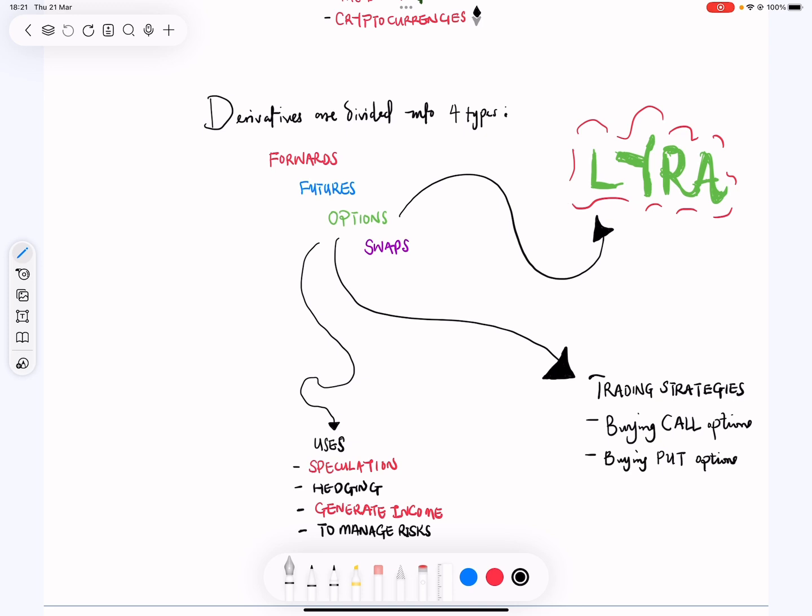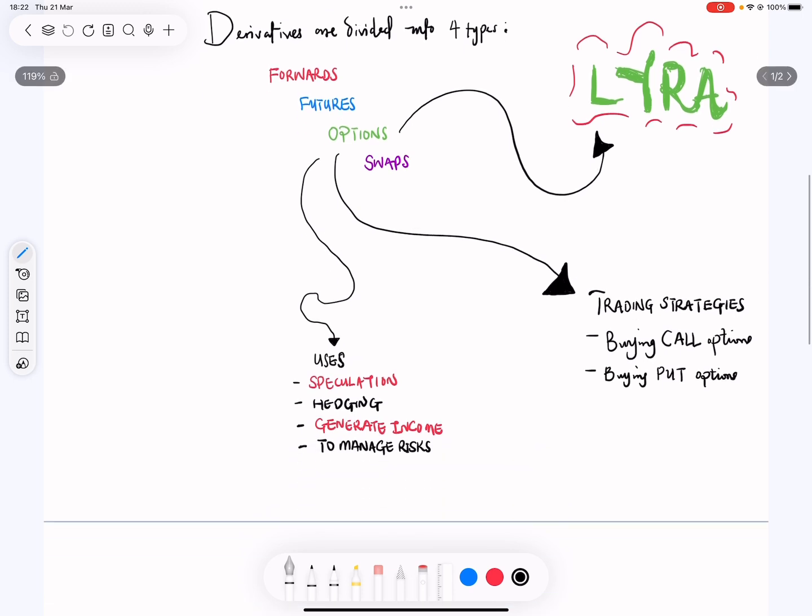Lyra is a derivative trading platform. They allow you to trade perpetuals, futures, or options, and they also allow you to build your portfolio in crypto. So they are the platform you want to use for crypto options trading. While there are other derivative platforms, we'll be focusing more on Lyra because they have a reward system going on right now. So the more trades you take, the more rewards and airdrops you get.